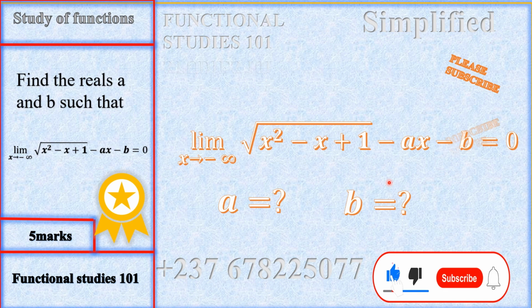Today we have an interesting equation to solve. We are asked to solve for the values of a and b for which the limit as x tends to negative infinity of the square root of x squared minus x plus 1, minus ax minus b, gives us 0. What are the values of a and b satisfying that? So stay tuned as we review the solution. It is a very simple exercise for 5 marks.